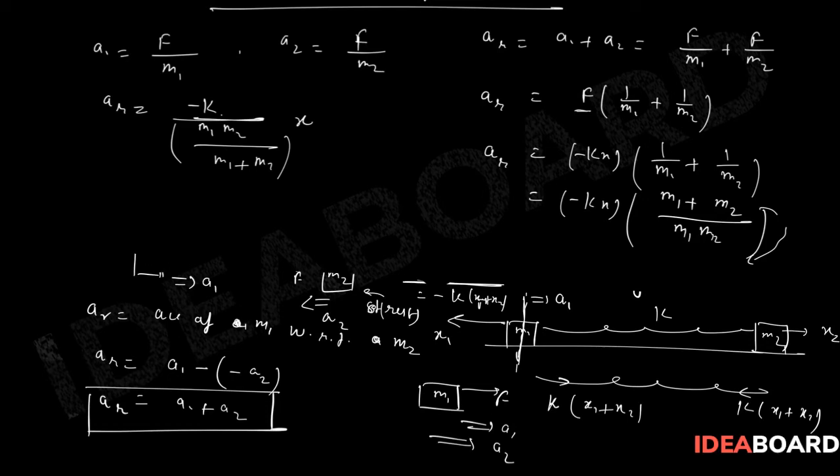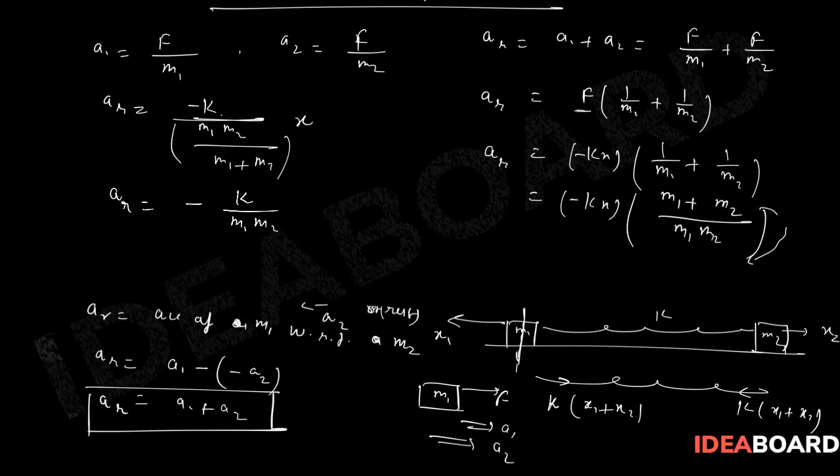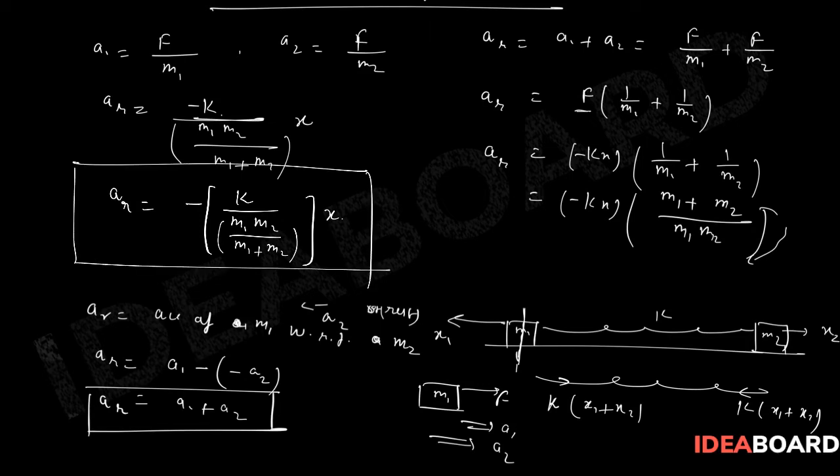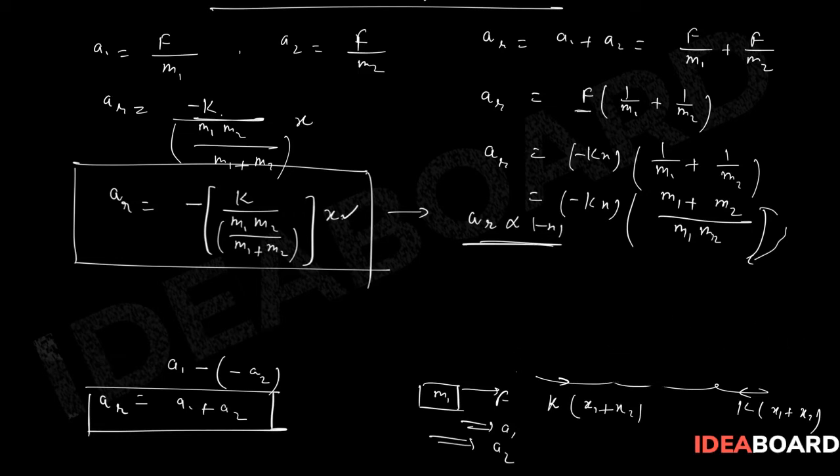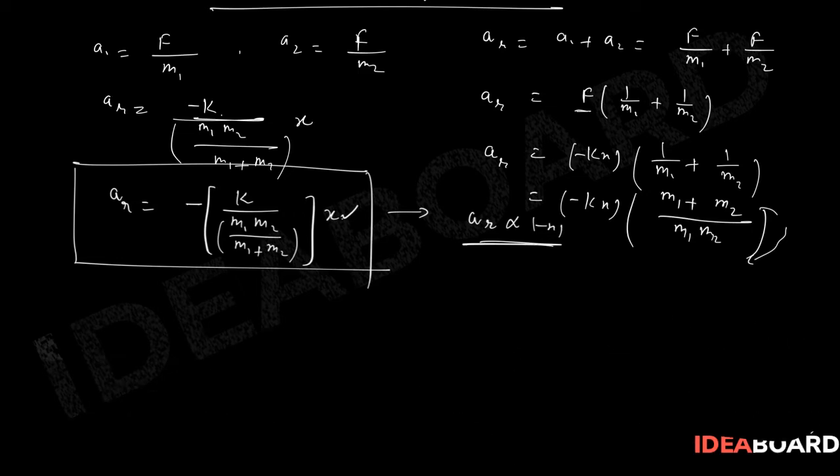Now interestingly, I am trying to make it in such a way that it looks like SHM's equation. So minus k divided by m1 m2 upon m1 plus m2. If you take this in the bracket and you are remaining with x, you can clearly observe this is the equation of SHM, right? Because in the equation of SHM, a relative or any acceleration will be proportional to its displacement, which I am observing here, right? That means I can compare this equation with our SHM's acceleration.